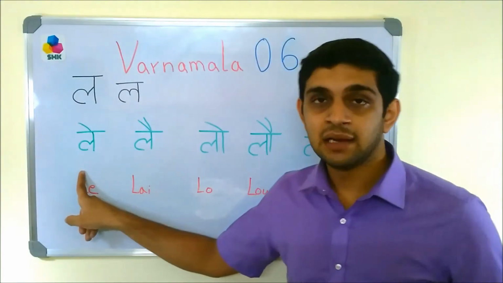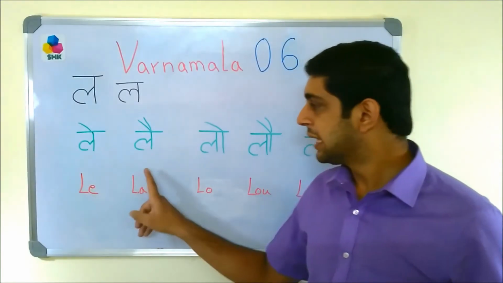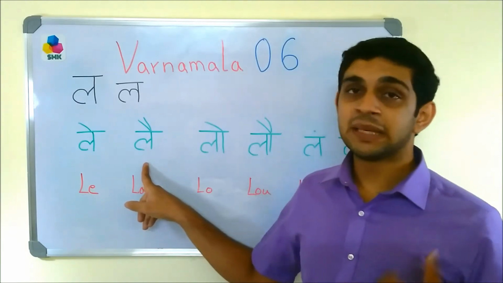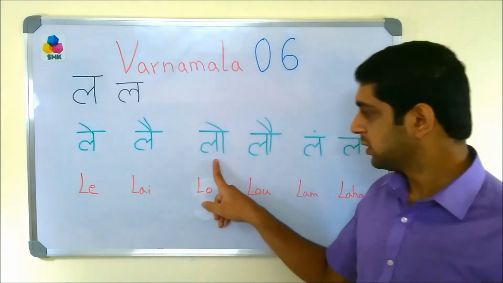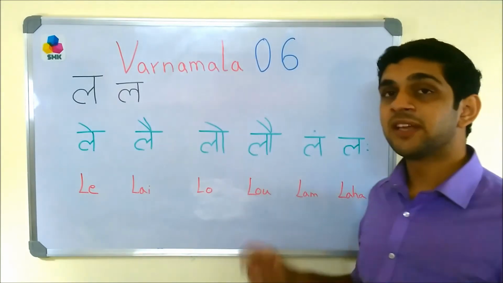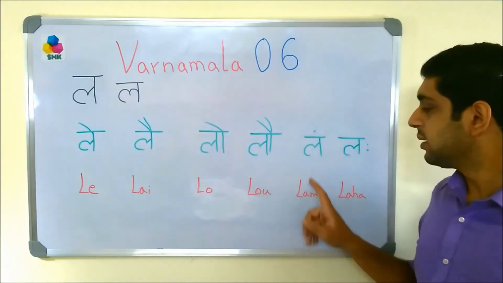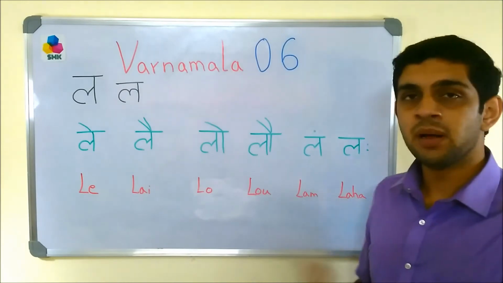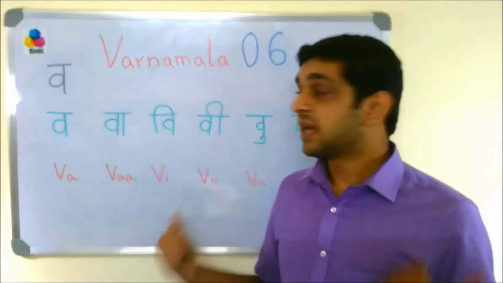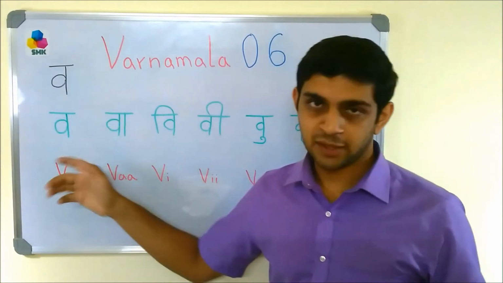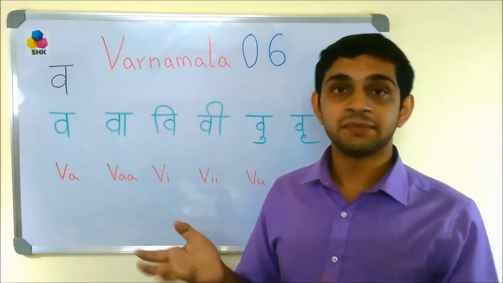So L and A will give me lay, L and I will give me lie, L and O will give me low, L and um will give me lum, and L and aha will give me laha. So the next alphabet is V. Okay, V. V, you could say.